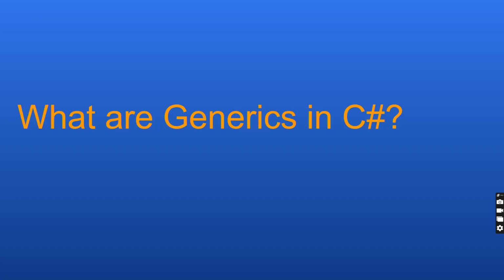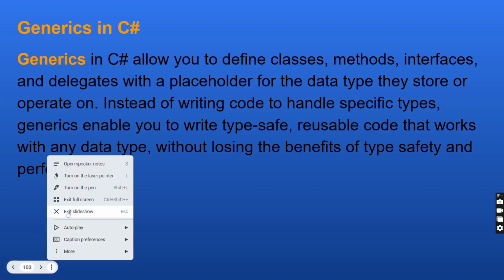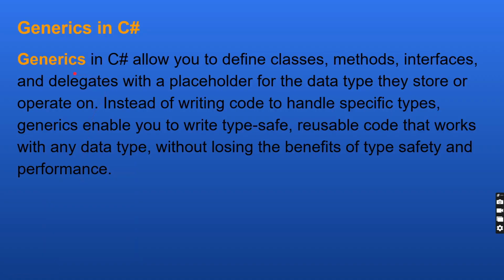Hi friends, today we are going to learn about what generics are in C Sharp. Generics in C Sharp allow you to define classes, methods, interfaces and delegates with a placeholder for the data type they store or operate on. Instead of writing code to handle specific types, generics enable you to write type-safe, reusable code that works with any data type, without losing the benefits of type safety and performance.